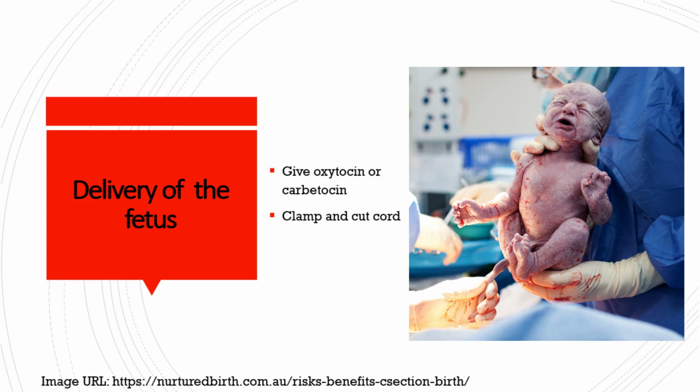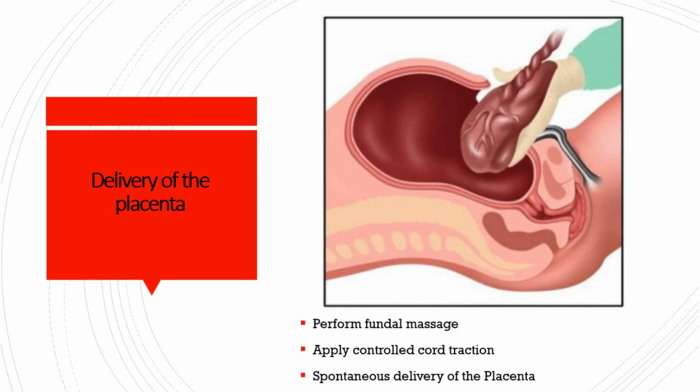Delivering the placenta during a cesarean section involves several critical steps: performing fundal massage, applying controlled cord traction, facilitating spontaneous delivery of the placenta, and carefully examining both the uterus and placenta post-delivery. There is less risk of infection if you allow the placenta to deliver on its own with the above interventions. Alternatively, if you need to deliver the placenta quickly, you could remove it manually by reaching into the uterine cavity and separating it from the uterine wall.